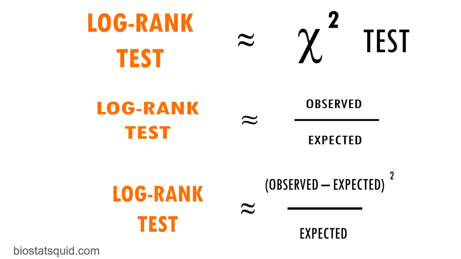Okay? The log rank test is quite similar to a chi-square test, right? The observed minus the expected, squared, over the expected. In fact, the test statistic you get with the log rank test will be the chi-square value with its degrees of freedom and associated p-value. Okay.